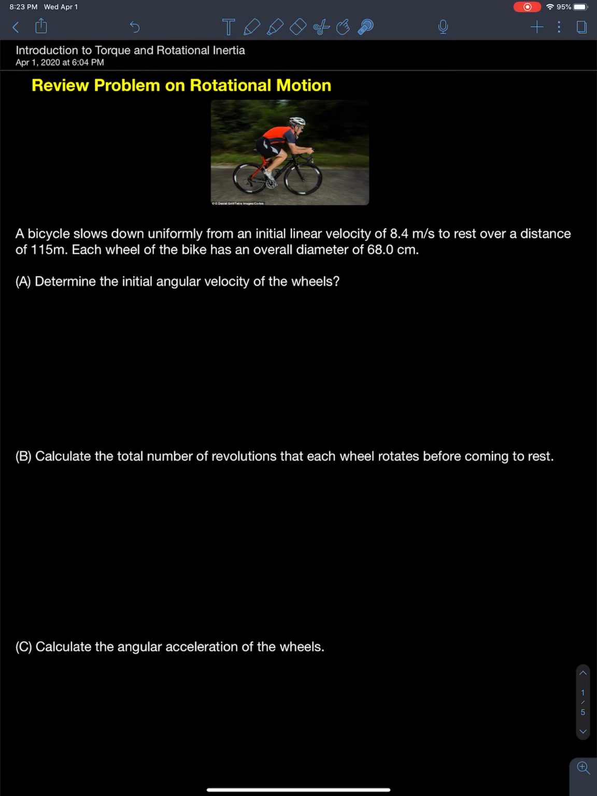The first problem is to determine the initial angular velocity of the wheels. How do we do that? We have to remember some kinematics formulas. All the linear kinematics formulas can be converted into angular kinematics formulas by dividing by r. So my angular velocity is equal to my linear velocity divided by the radius of that tire. The radius of that tire is half of 68, which is 34 centimeters.